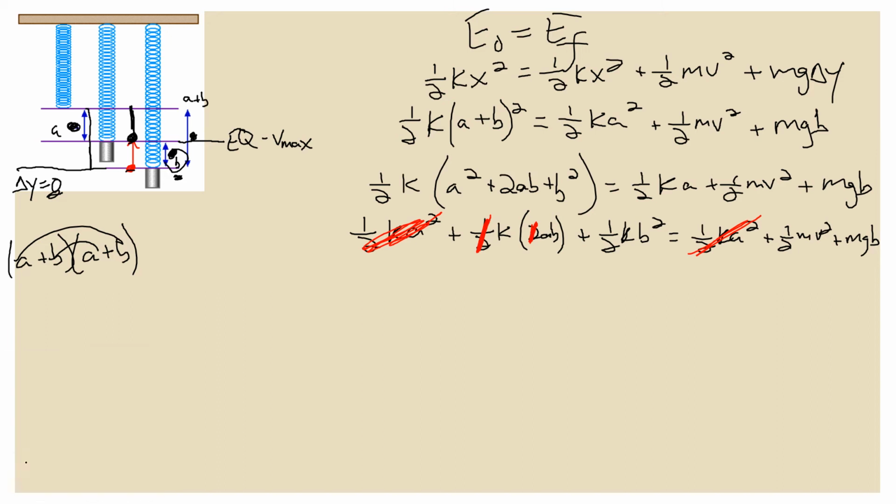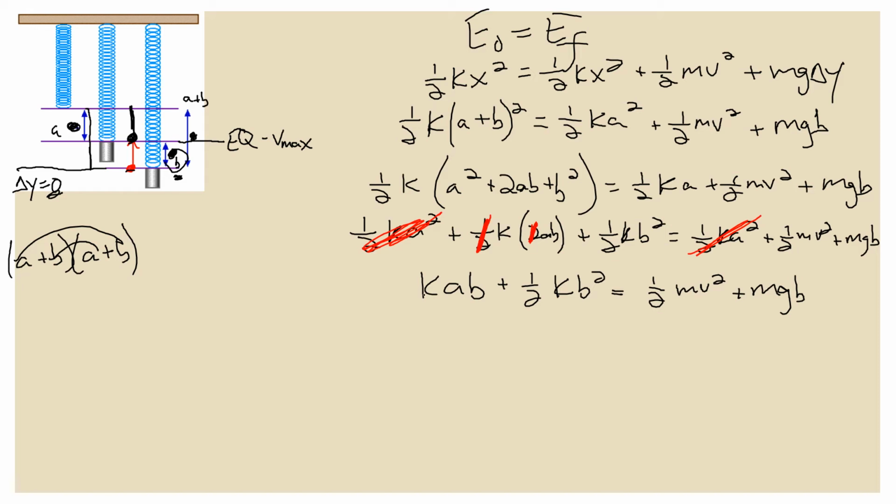If we rewrite this now with our canceled terms gone, from this term I have k times a times b left over. Then I have 1/2 kb squared. And on the right-hand side, I have 1/2 mv squared plus mgb. That side hasn't really changed. The only thing we lost was the 1/2 ka squared because it canceled. Now, this term is gross. But there's something very interesting that we can apply now to clean this up.